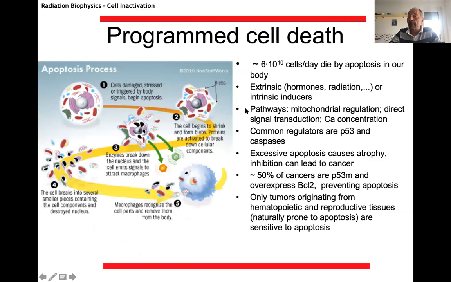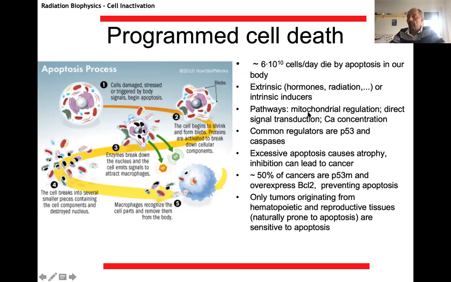In fact, apoptosis is quite a common process. It's not so uncommon. This is now a little bit more the detail of the apoptotic process. It's remarkable that approximately 10 to the 6 per 10 to the 10 cells die every day in our body by apoptosis. And this can be by extrinsic factors like hormones, radiation, or intrinsic inducers.